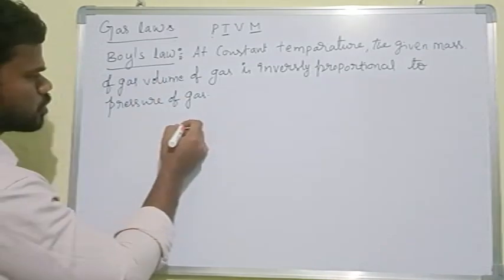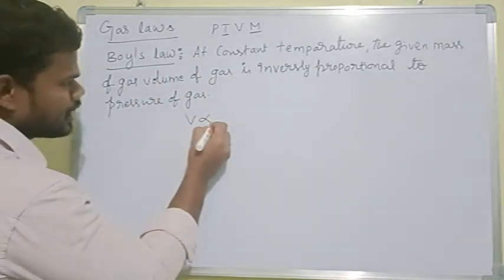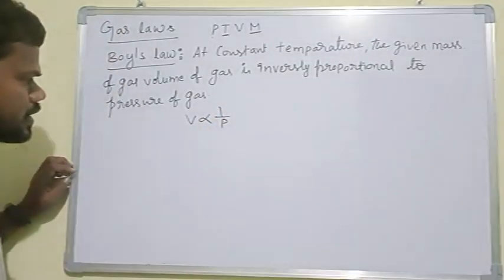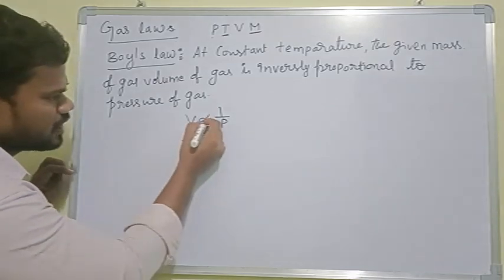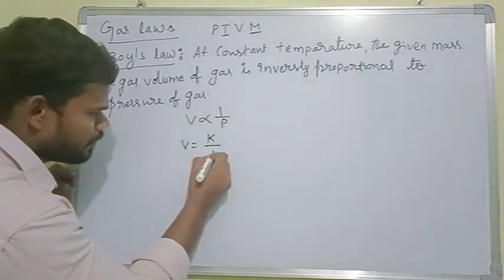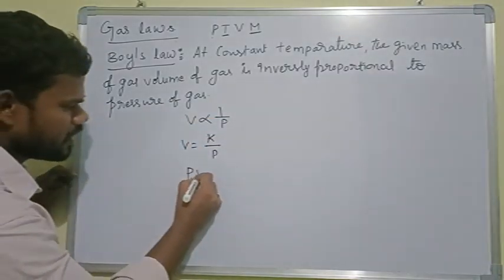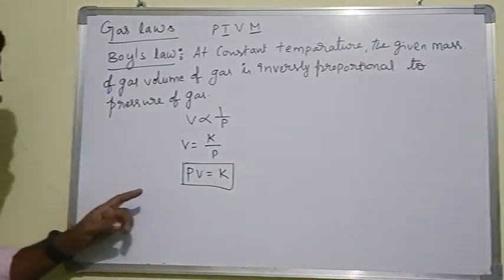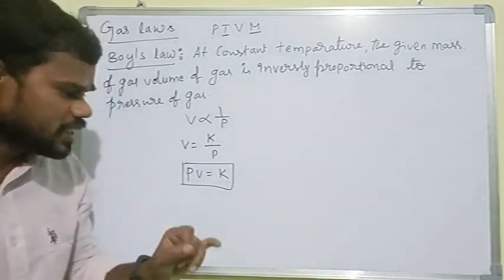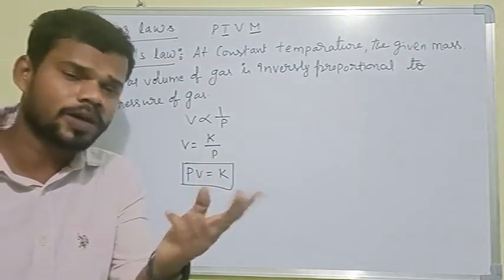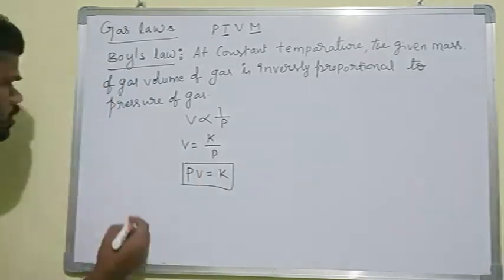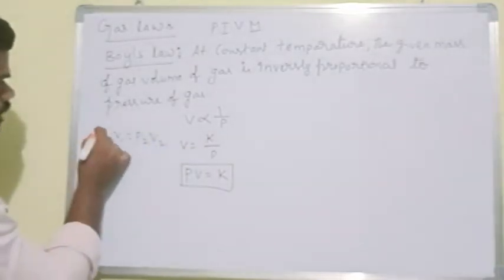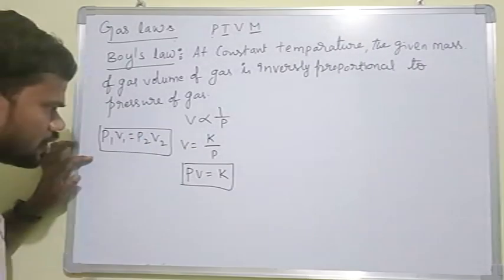So temperature is kept constant, and the volume of the gas is inversely proportional to the pressure of the gas. With proportionality we get a constant K, so V equals K by P. Then PV equals constant, we can also say. This formula is used when only one gas is present. If two gases are present, we have to write P1 V1 equals P2 V2.